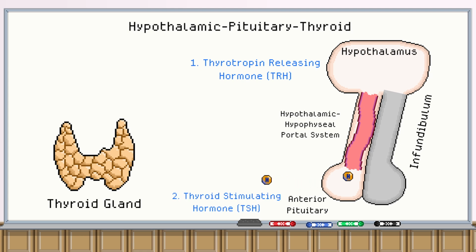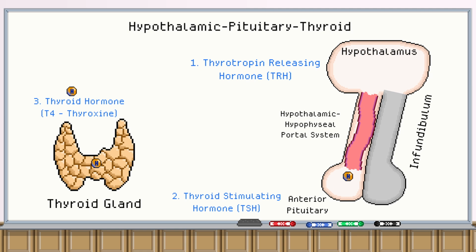Once thyrotropin-releasing hormone, or TRH, is received by the anterior pituitary, it triggers the release of thyroid-stimulating hormone, or TSH. Thyroid-stimulating hormone then travels through the bloodstream to the thyroid gland. When it gets to the thyroid gland, it tells the thyroid gland to secrete thyroid hormone. You might remember from a previous video that most thyroid hormone is secreted as T4, also known as thyroxine.